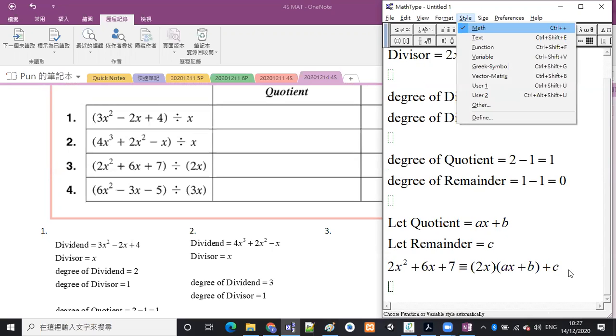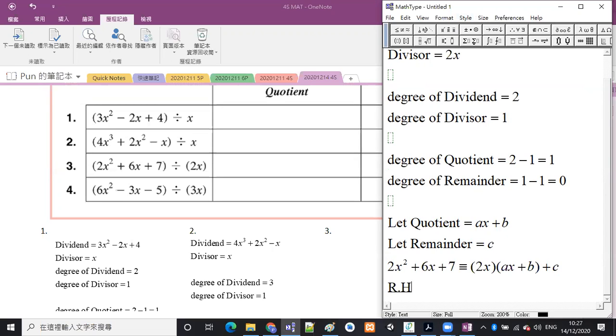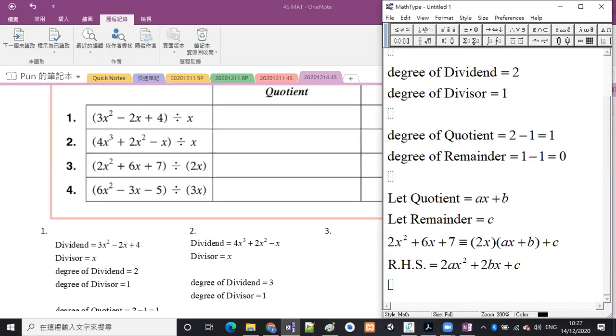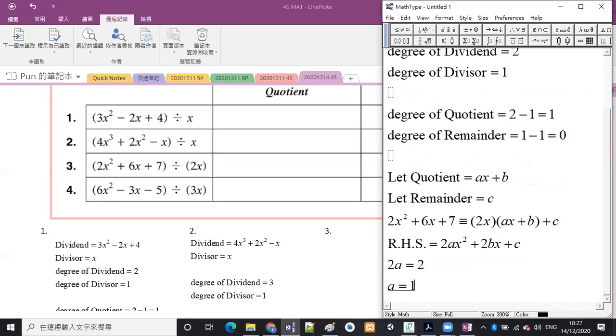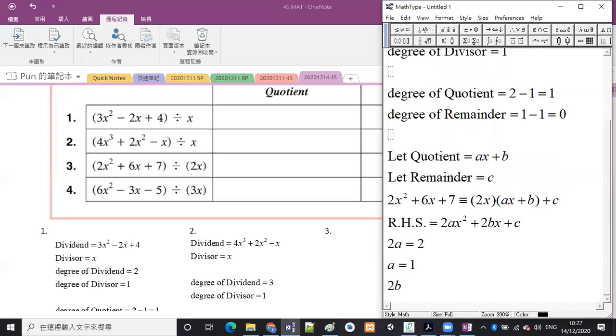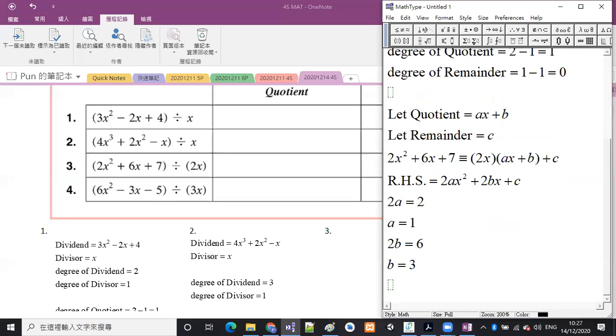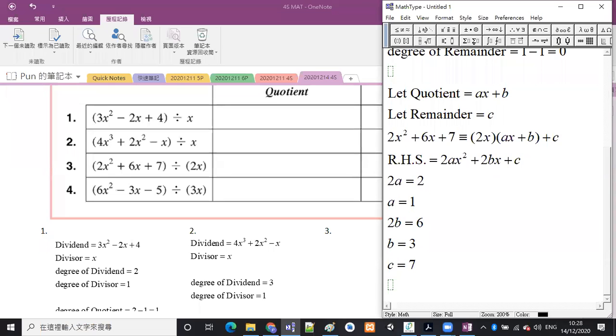Okay, and then the right hand side should be equal to 2ax squared plus 2bx plus c. Comparing coefficients of like terms from both sides, we have 2ax squared equals 2x squared, so a is equal to 1. And then we have the 2bx term equal to 6x, so b is equal to 3. And the constant term c is equal to 7. Get this? After finding out all the unknowns, we can write down the conclusion.